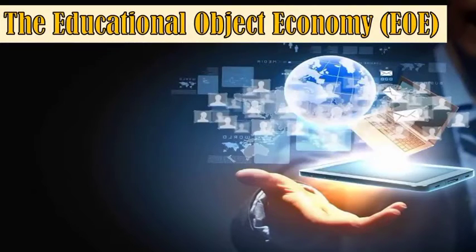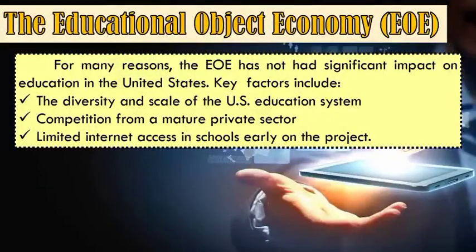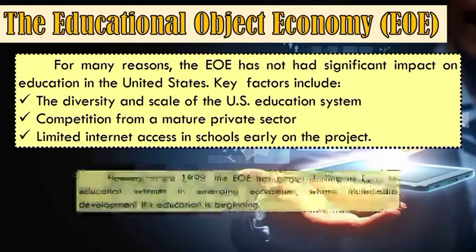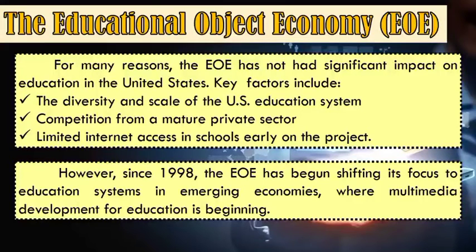For many reasons, the EOE has not had significant impact on education in the United States. Key factors include the diversity and scale of the U.S. education system, competition from a mature private sector, and limited internet access in schools early in the project. However, since 1998, the EOE has begun shifting its focus to education systems in emerging economies, where multimedia development for education is beginning.